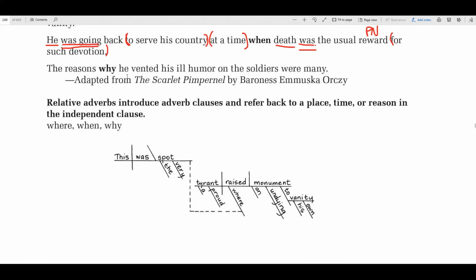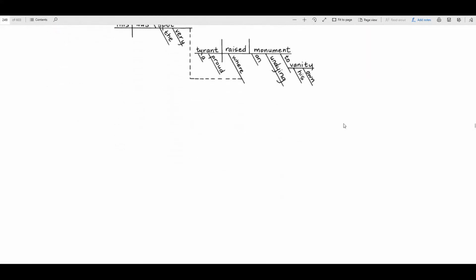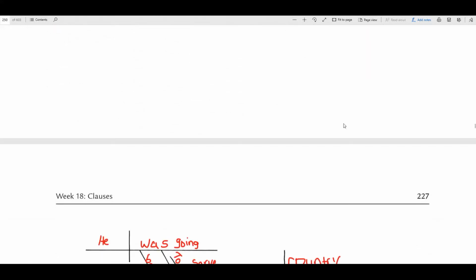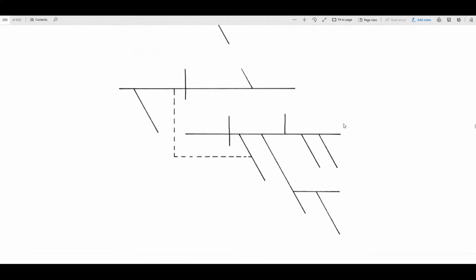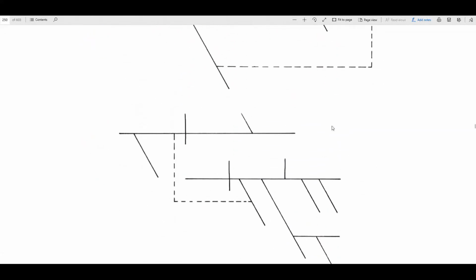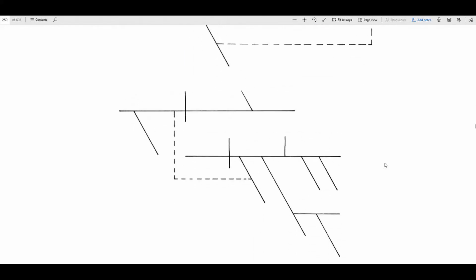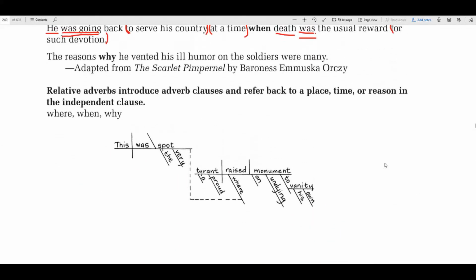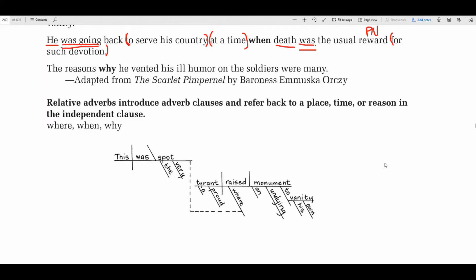This would be, the reasons why he vented his ill humor on the soldiers were many. This is actually a pretty simple one. I did this one in no time by myself, and I don't have anything to check it, but thankfully they had it already out like this, so that does help. Okay, I guess I need to go back up here. We need to label the sentence first. The reasons why he vented his ill humor on the soldiers were many. So the reasons were many. That's our independent clause.